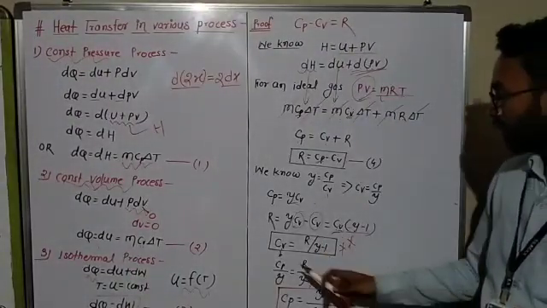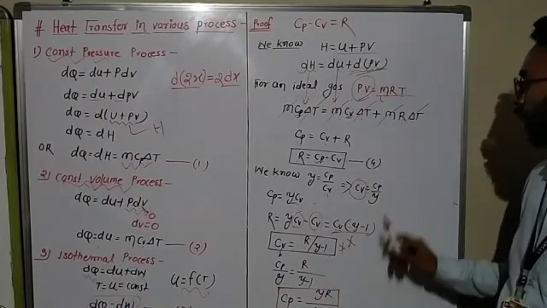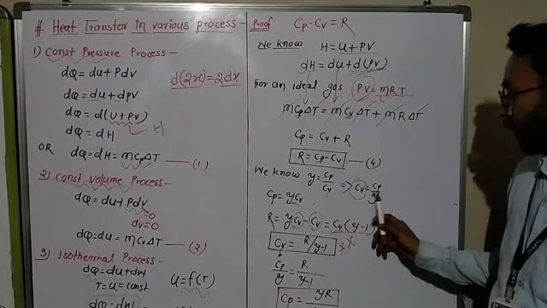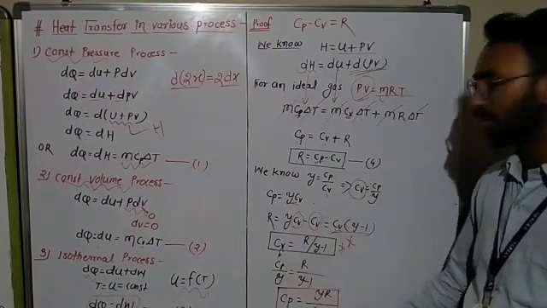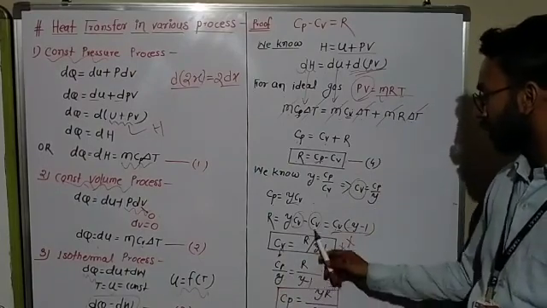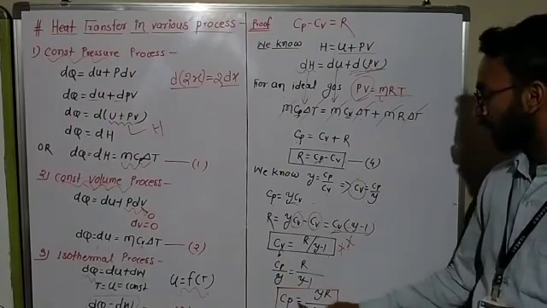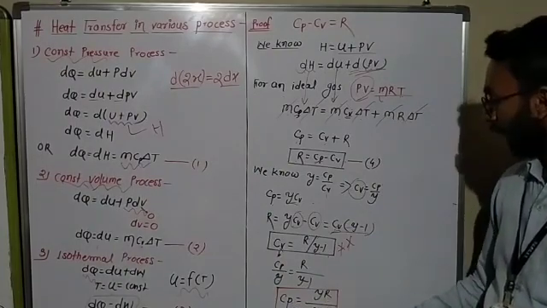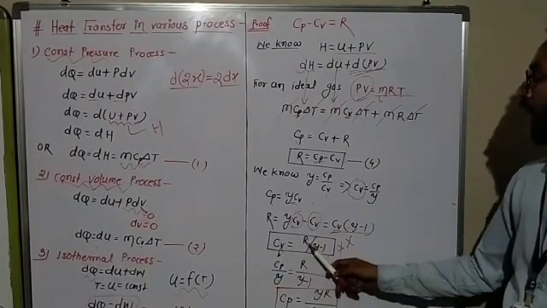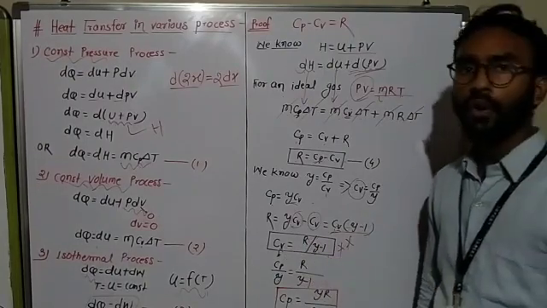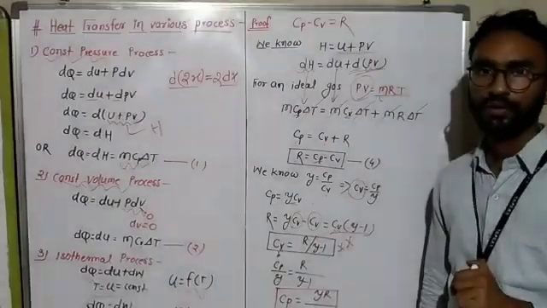Now, this value Cv is also equal to Cp over gamma. Put the value of Cv in this equation. Cp over gamma is equal to R over gamma minus 1. We can calculate the value of Cp in terms of gamma and R, and we can calculate the value of Cv in terms of gamma and R. And these are the important relations for the adiabatic process. Thank you.